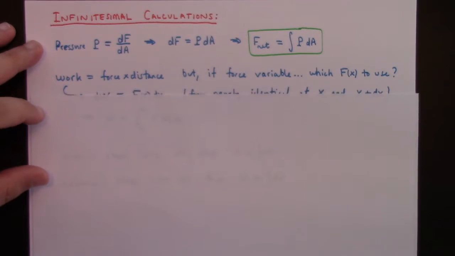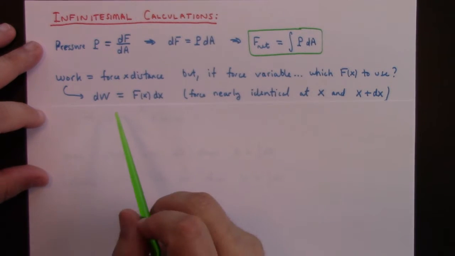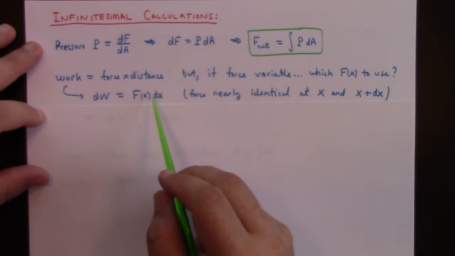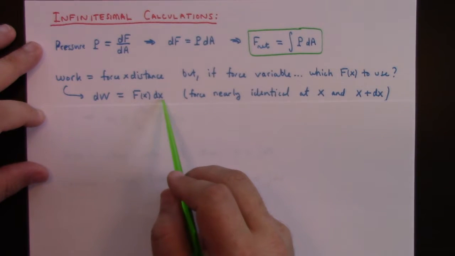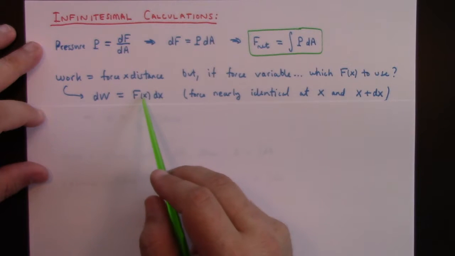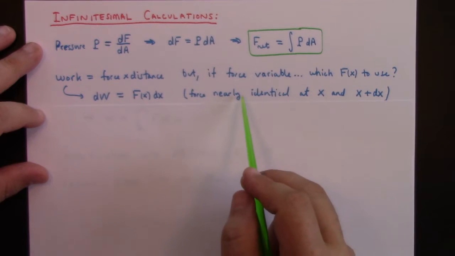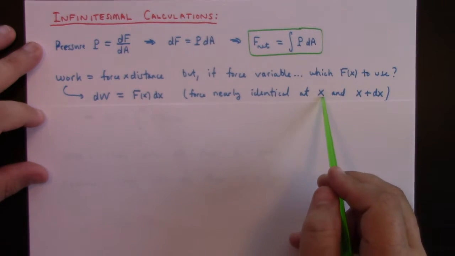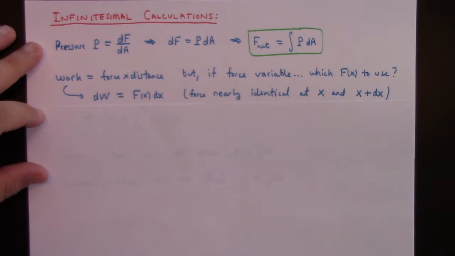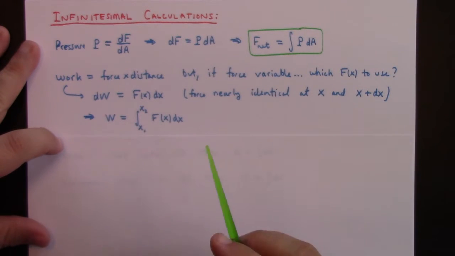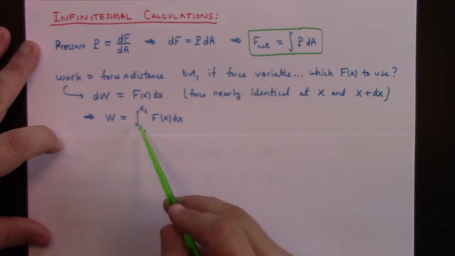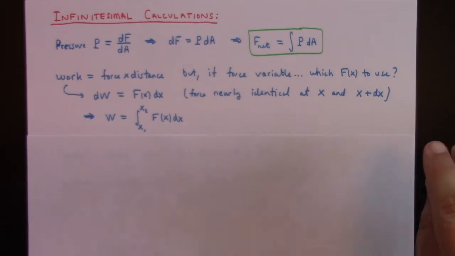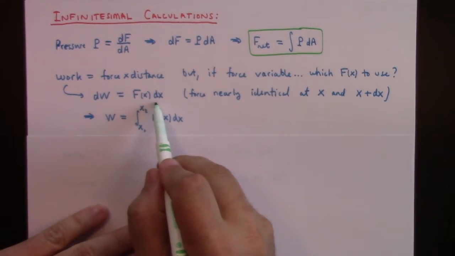Well, if you think about the little bit of work that's done by moving just a little distance dx, whatever object you're thinking about, then the force over that little displacement going from x to x plus dx is nearly identical. The force isn't really changing much from x to x plus dx because dx is so tiny, right? So then to calculate the net work, I just take the continuous sum, the integral, and voila, that's the net work done by a variable force going from x1 to x2.